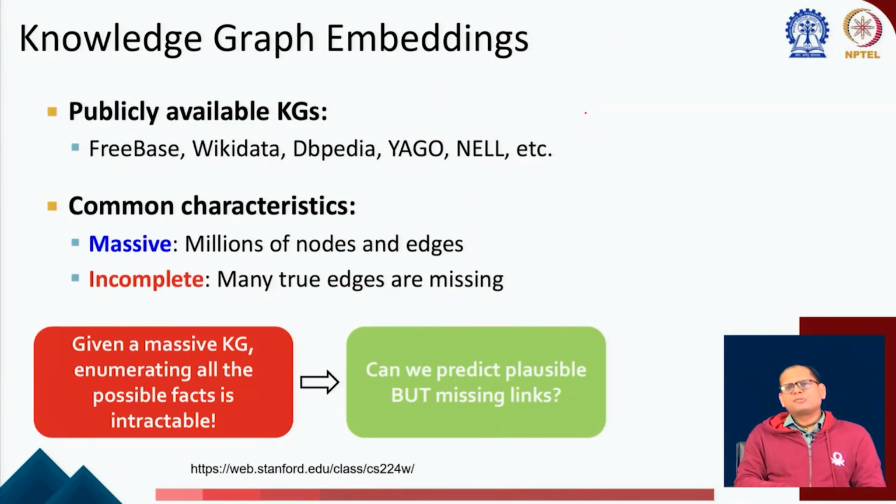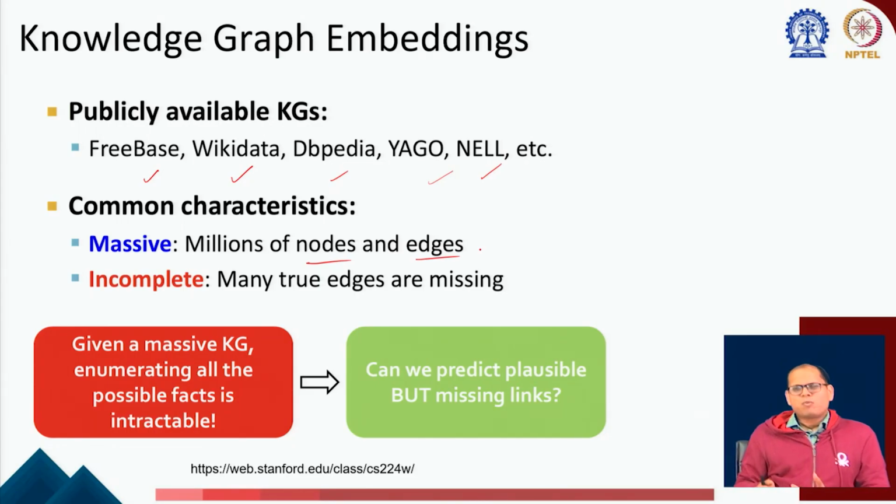Now another thing that becomes very important from the NLP perspective is knowledge graphs, right? There are various knowledge graphs that encode information about various entities in the world, like Freebase, Wikidata, DBpedia, Yago, NELL. They are publicly available and very popular knowledge graphs, and they are very massive. They have millions of nodes and connections, but they are also incomplete because typically people provide information in them, and they may have some information still missing.